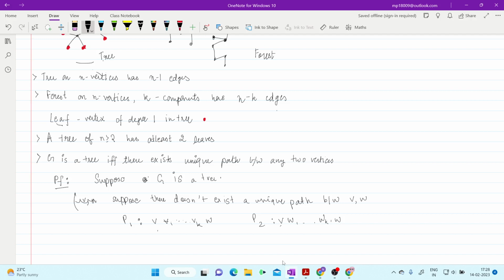So suppose we have this, but a tree is a connected graph with no cycle. So given two paths, what cycle are we getting? How are we arriving at a contradiction? We assume that there does not exist a unique path between V and W, so we get two paths P1 and P2 from V to W. So what is the cycle?